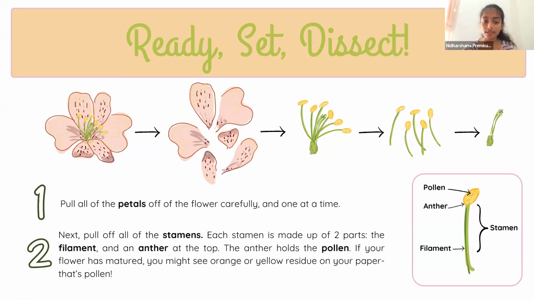It produces the pollen. If your flower has matured enough, you will see orange or yellow colored residue, like a few powder-form pollen on your paper if you keep your anther out. So when you keep it on your paper, you will see a bit of orange-yellowish pollen on your paper. So this is our stamen structure. We have the anther on top, we have the filament at the bottom, and we have the pollen on the anther.